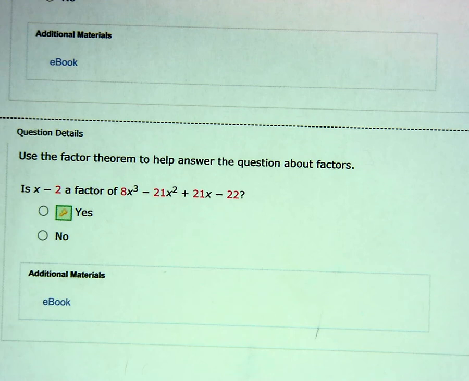We're going to have to do a different method. We're going to have to actually use synthetic division now. So let's figure that out. Notice how this 2 is very, very important. So that's what we're going to do right now.